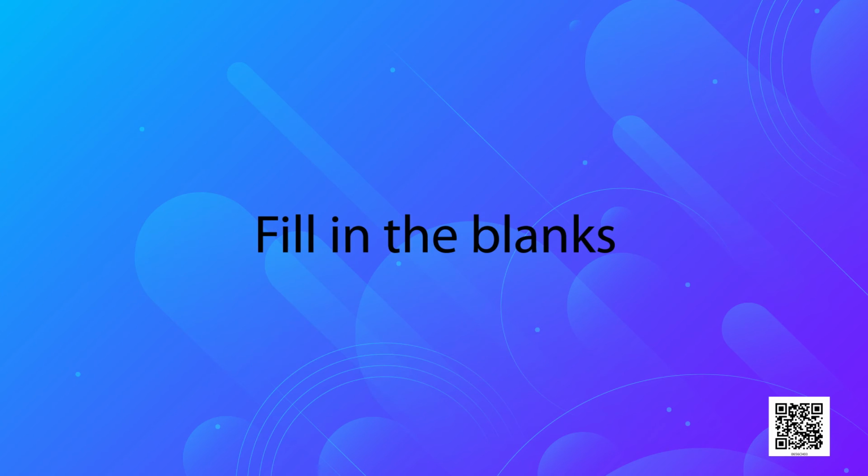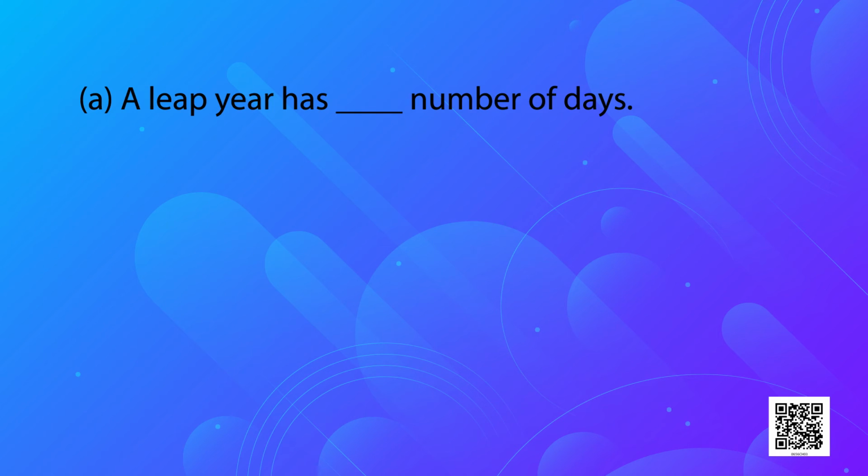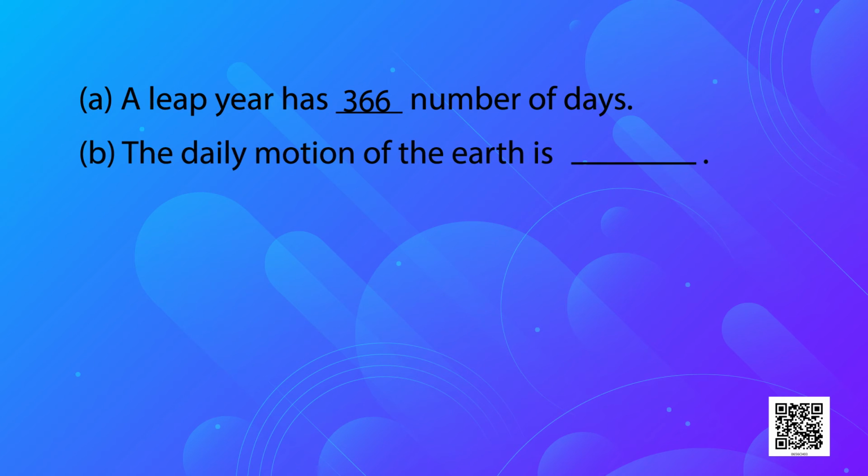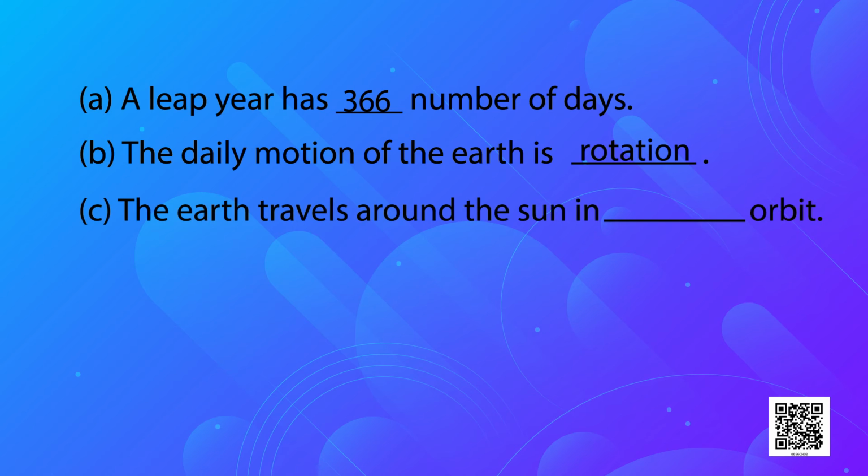Now fill in the blanks. A. A leap year has dash number of days. Answer is 366. B. The daily motion of the earth is dash. Students, we know that the daily motion of the earth is rotation. Answer is rotation. C. The earth travels around the sun in dash orbit. Answer is a fixed orbit.